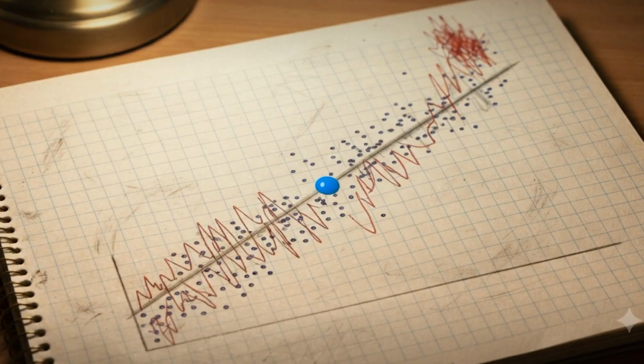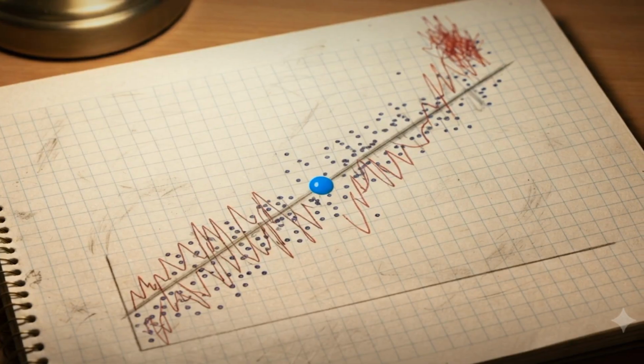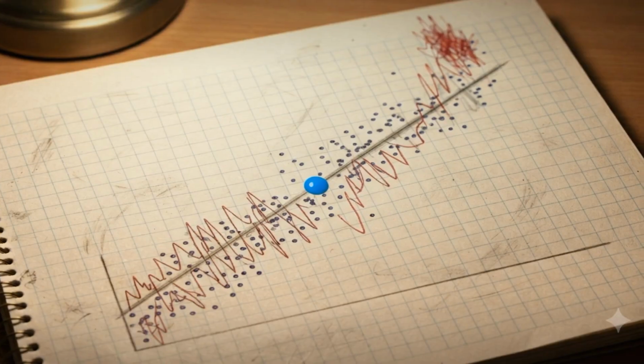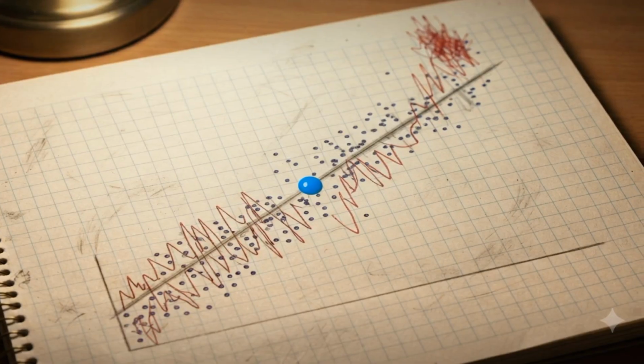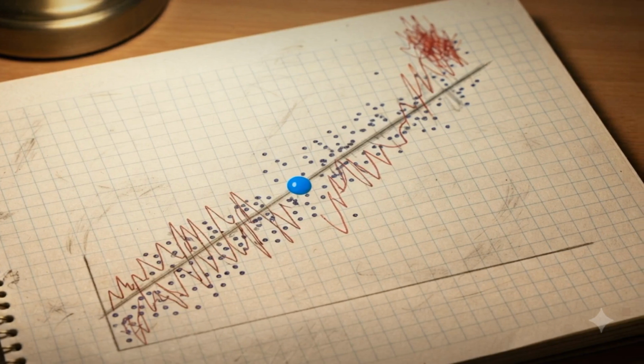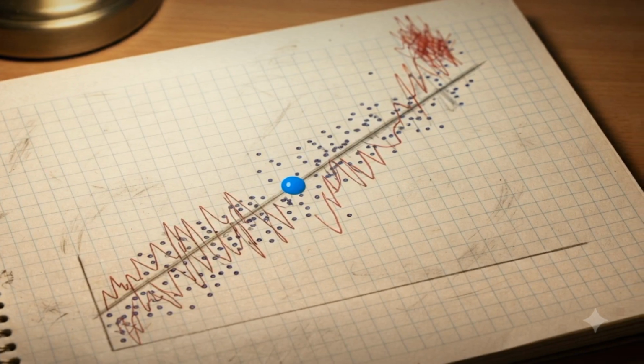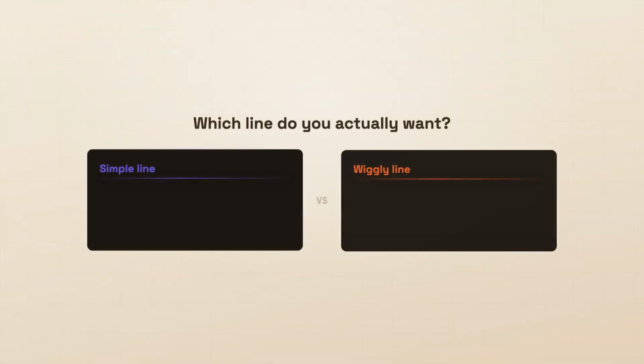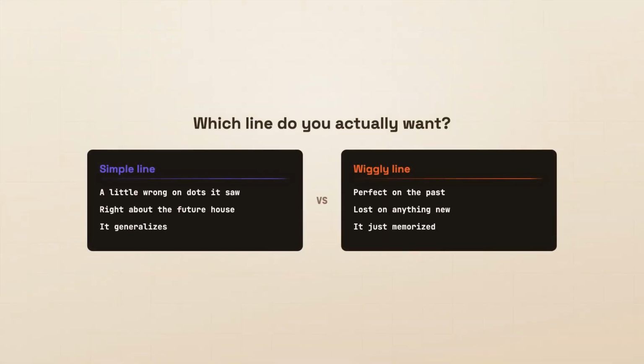Zero error. Flawless. Now a brand new dot appears on the page, a house the machine has never seen. The clean line. It predicts it beautifully, right where it should be. The wiggle. It shoots off to some insane, wrong value nowhere near the truth. Perfect on the old dots, useless on the new one. That's overfitting. The goal was never to be right about houses you already know the price of. You already know those. The goal is to be right about the one you haven't seen.